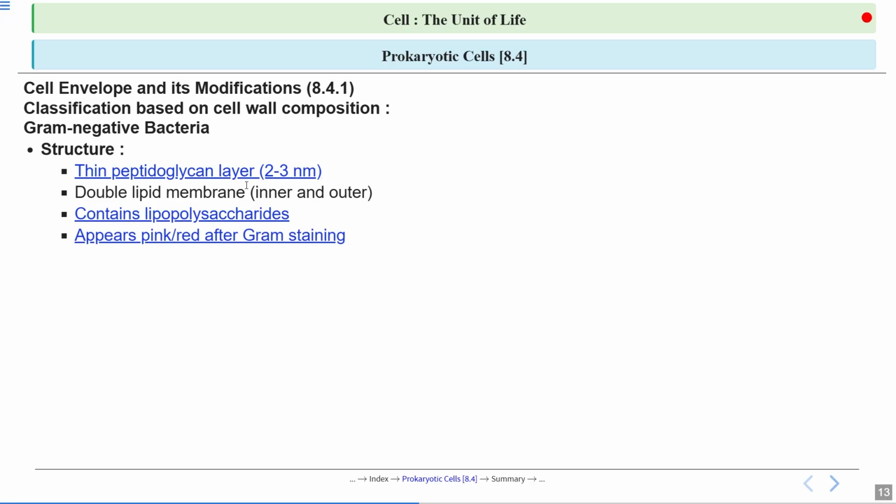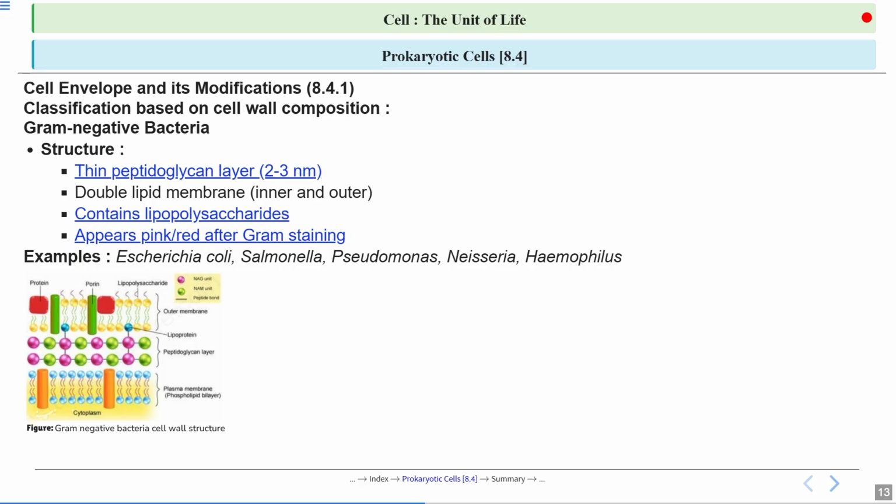So you can see the gram negative bacteria contain lipopolysaccharides. They will appear pink or red after gram staining because the crystal violet dye is removed by the addition of alcohol. Examples are Escherichia coli, Salmonella, Pseudomonas, Neisseria, and Haemophilus. These are examples of gram negative bacteria.